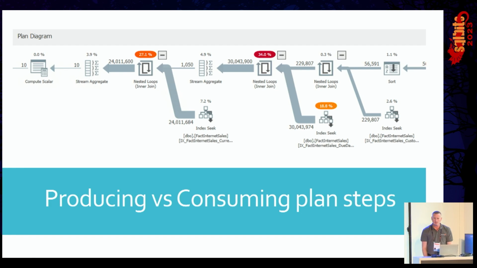Spooling, whether it be lazy or eager. So again, another indicator that the optimizer thinks it might need to save this data for later, and it already did all this work, so it's going to go ahead and spool it to temp.